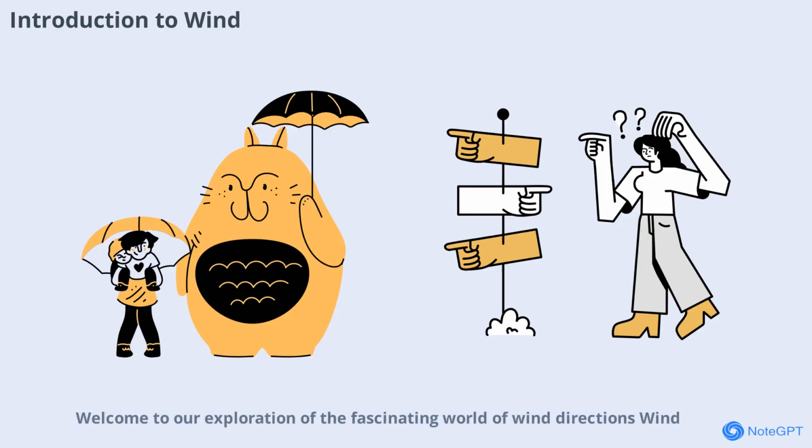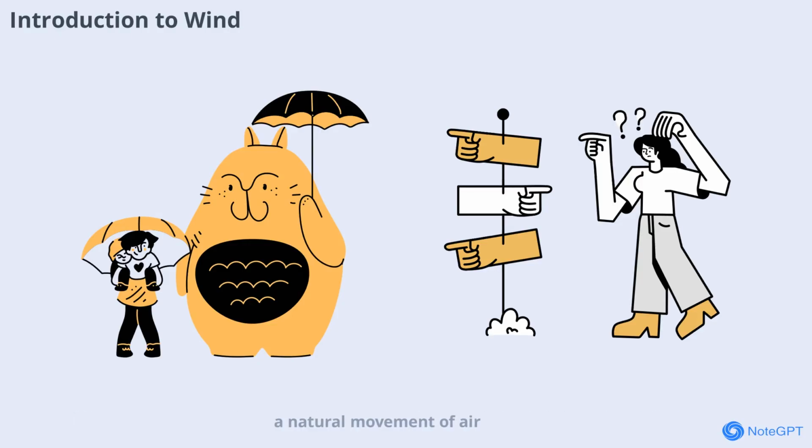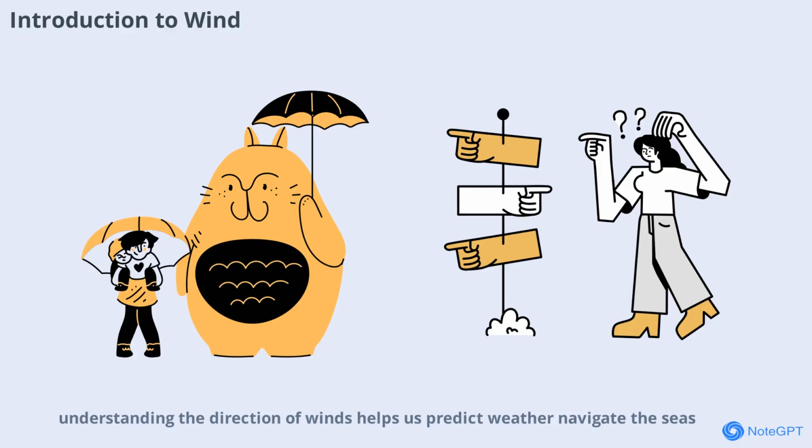Welcome to our exploration of the fascinating world of wind directions. Wind, a natural movement of air, plays a crucial role in shaping our environment and daily lives. From gentle breezes to powerful gusts, understanding the direction of winds helps us predict weather, navigate the seas, and even fly airplanes. In this video, we'll journey through the basics of wind, what causes it, and why its direction matters.